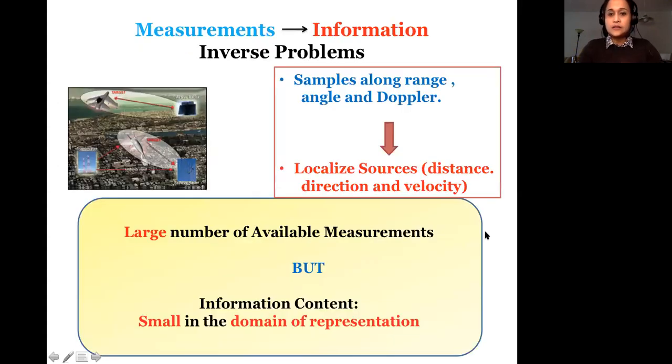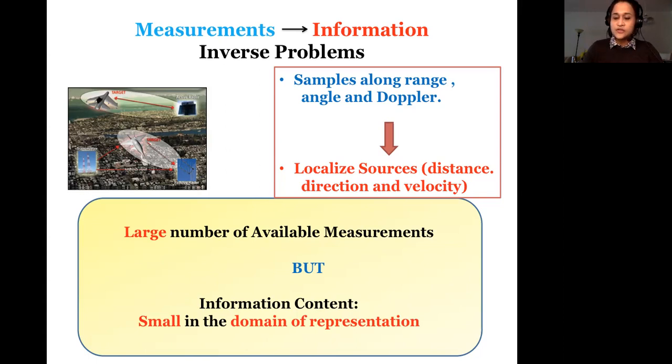So to illustrate a quintessential inverse problem, let's consider the problem of target localization by radars. So a radar collects samples along fast time, slow time, and angle, right? Fast time is for range, slow time is for Doppler, and the angle is to perform a spatial filtering of which directions the sources are coming from. However, your goal is to ultimately estimate 3 parameters per target, right? Distance, direction, and velocity. So although you're collecting a lot of measurements, you actually want these 3 numbers.